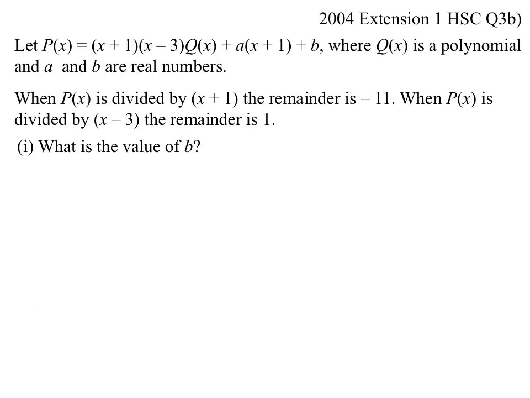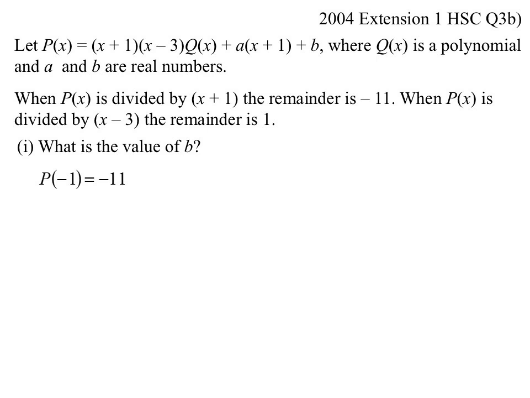Let's have a look at some HSC questions, what has been asked in the past. So we were given this interesting polynomial. Some factors have been written down and there's some other ones we've got to find. When the polynomial P(x) is divided by x plus 1, we get a remainder of negative 11. When it's divided by x minus 3, we get a remainder of 1. What is the value of b?